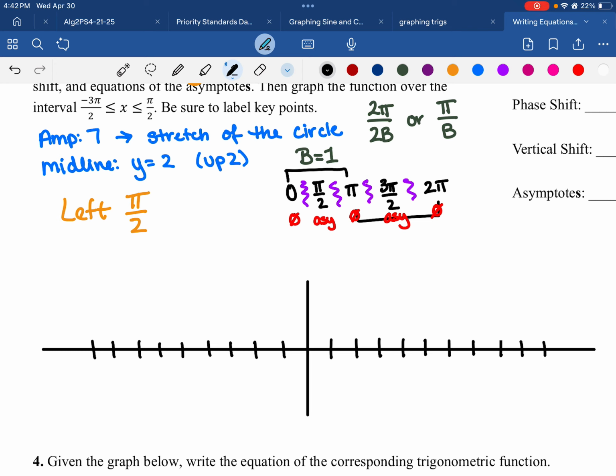So with that, I went up 2. So this number here is at 2. My top number is going to be up 7, so that's going to be a 9, and down here is going to be minus 5 because I have to subtract 7. I am also going to do my ghost line. I'm going to make it a little bit thicker this time.